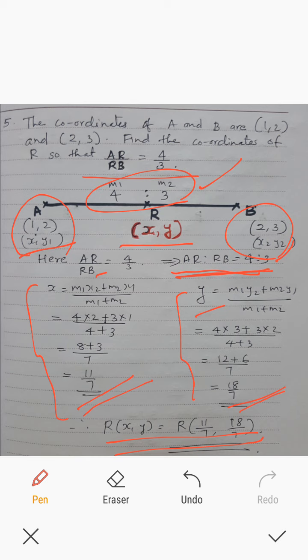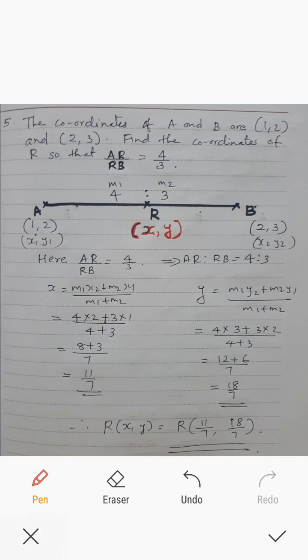The only thing to remember, the only difference from the previous problem, is that here the ratio is given in fraction form.